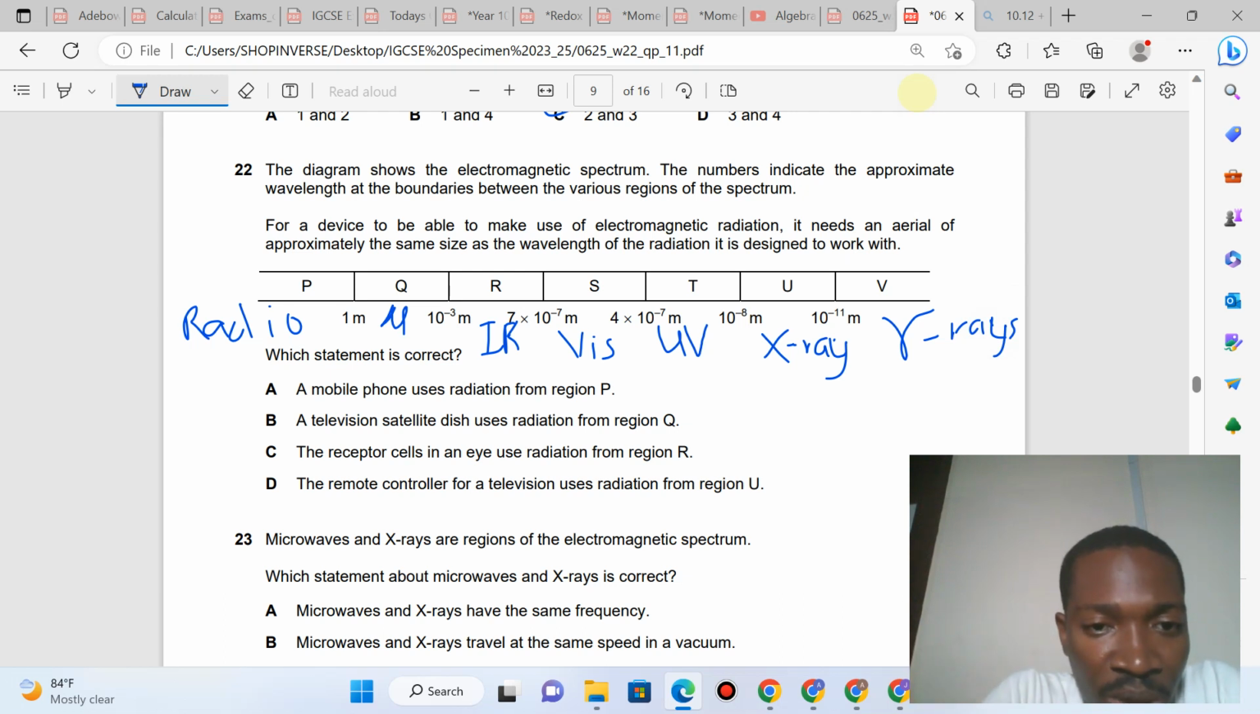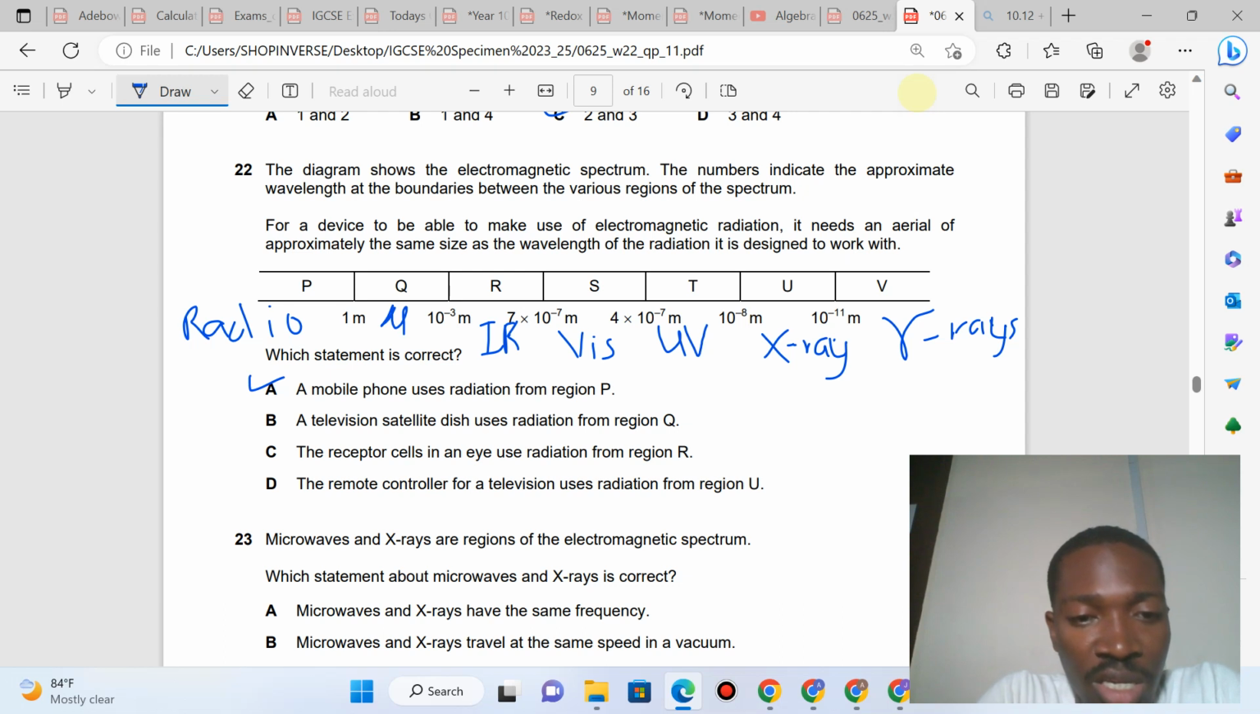So option A, a mobile phone uses radiation from region P. That is correct. Option B, a television satellite dish uses radiation from region Q. Region Q is microwave. No. Option C, the receptor cells in an eye use radiation from region R. R is infrared and the eye does not use infrared.